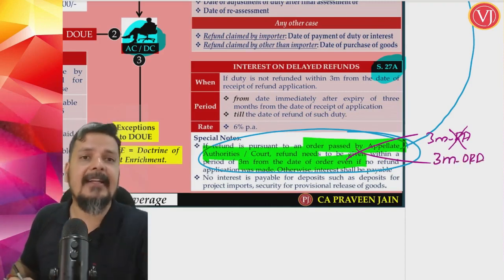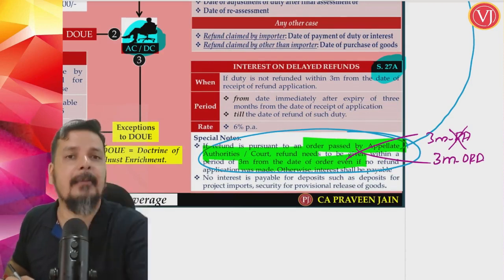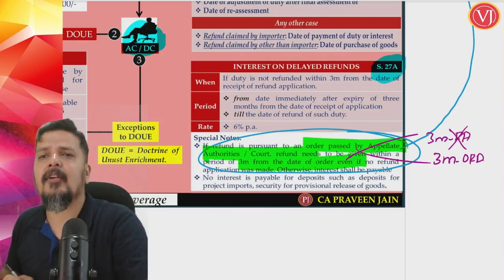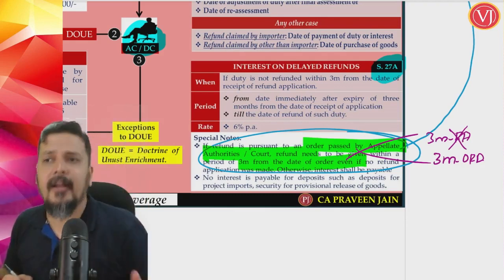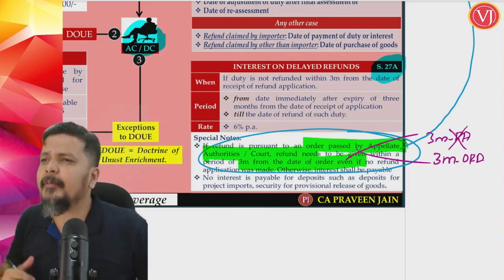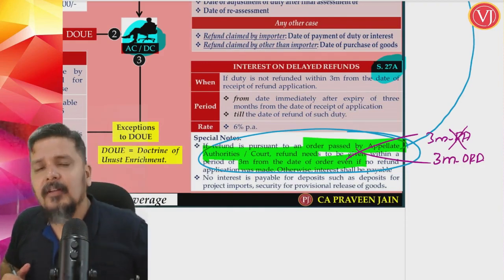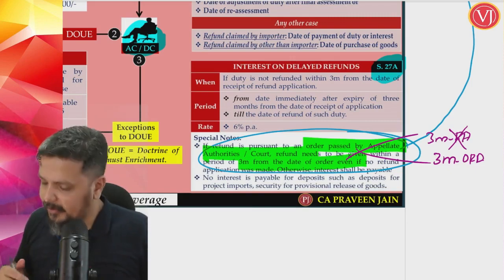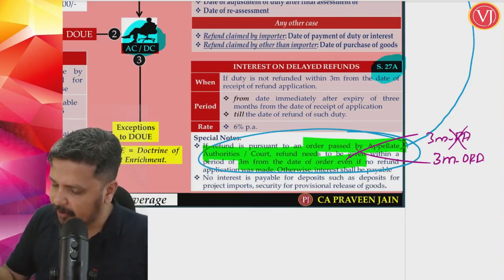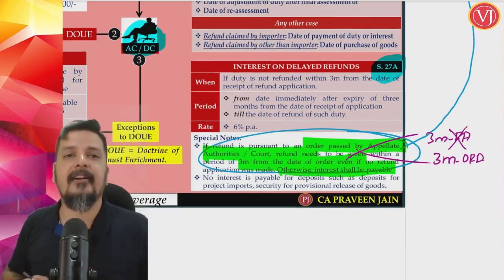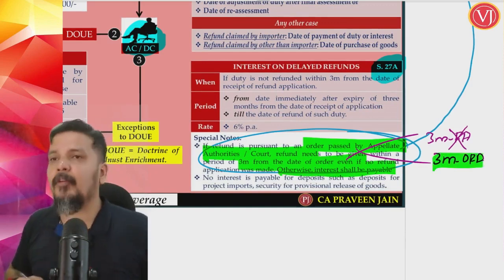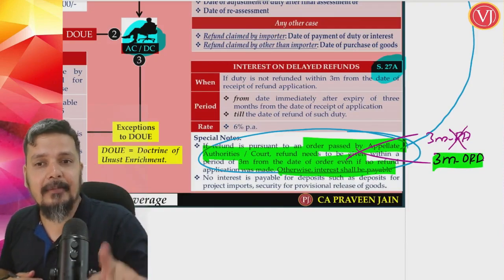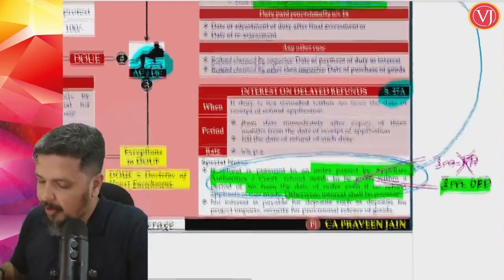I'm again repeating, technically you need not even make a refund application. They have to give you the refund within 3 months of the appeals order. They are bound to follow their order. Why should I go and tell them to give me my refund? They have to give me my refund within that 3 months of the appeals order. If not, interest will start. So normally 3 months is calculated from the refund application, but this time 3 months is calculated from the order.